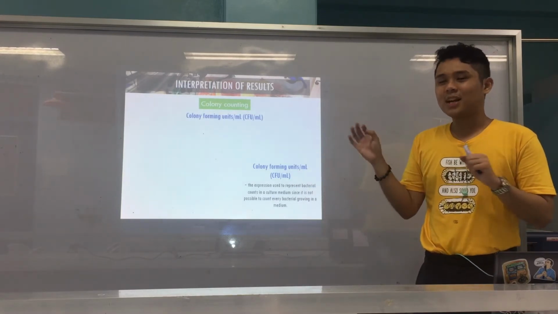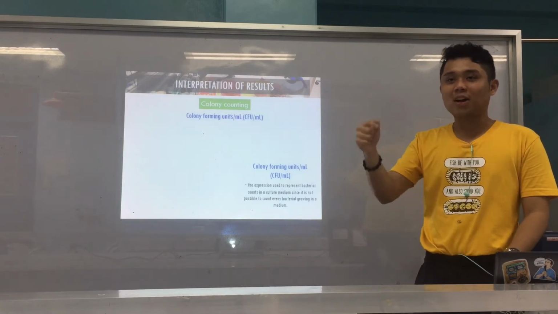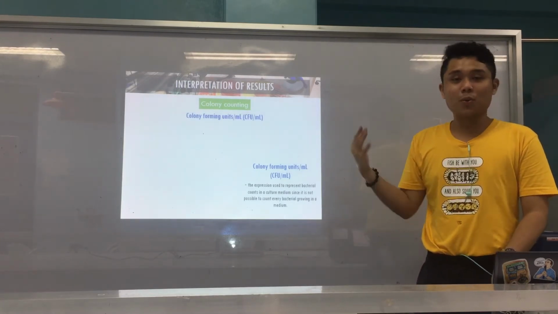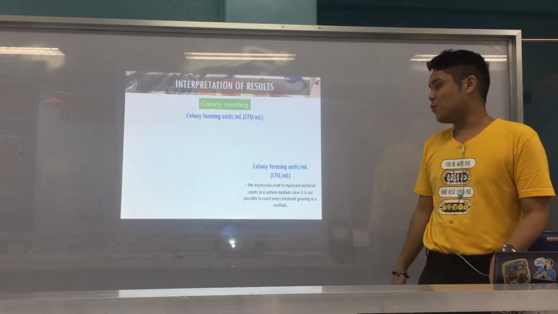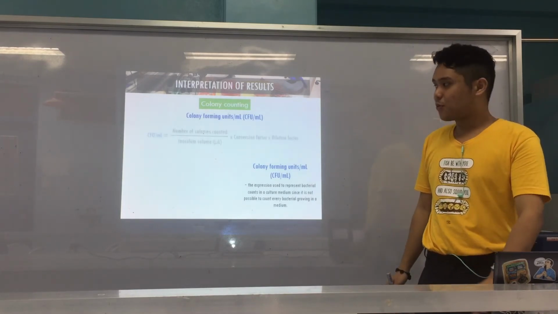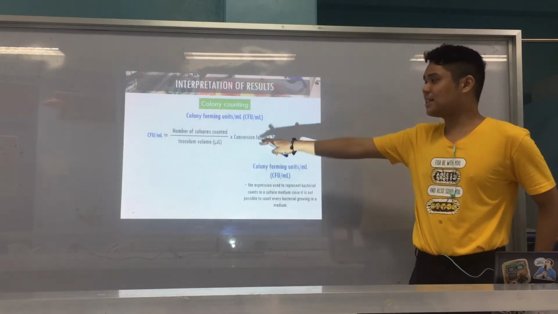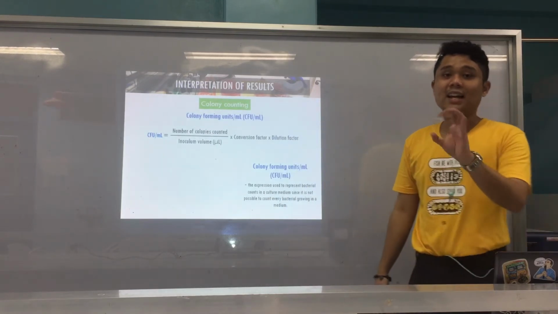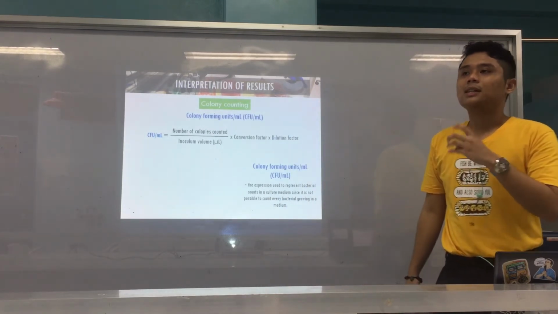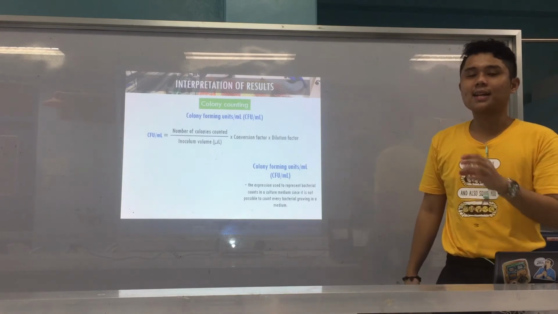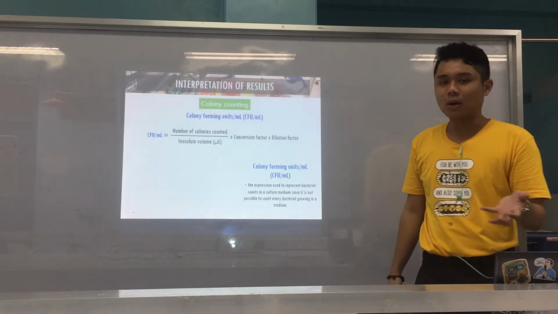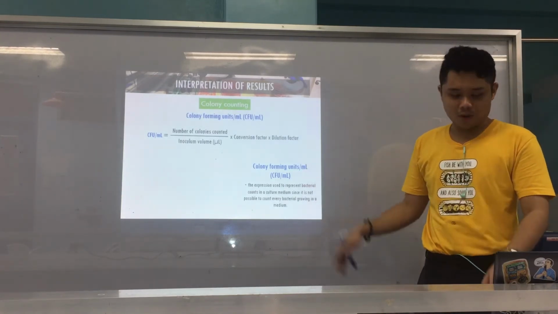So because we cannot identify or count them individually, since there are so many, we just use the expression CFU per ml. Now for the general formula, this is used if you dilute. For example, if the urine is quite concentrated, you dilute it using saline or distilled water. So this is what we follow.